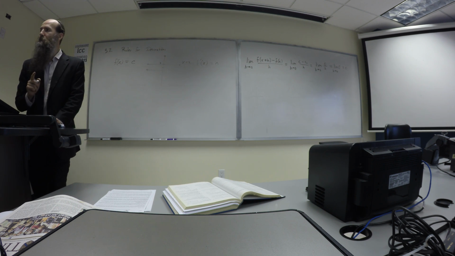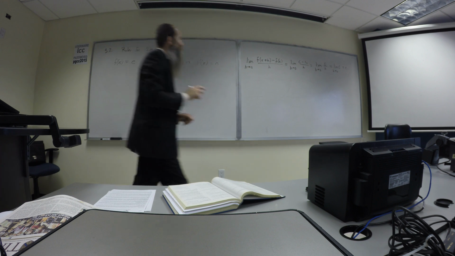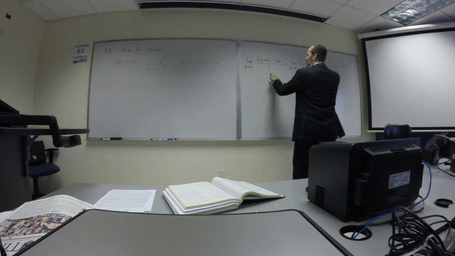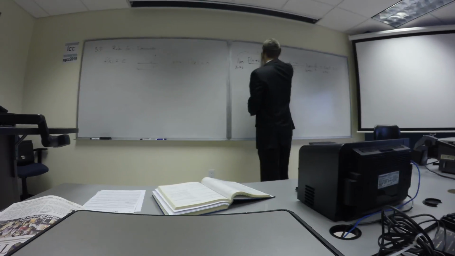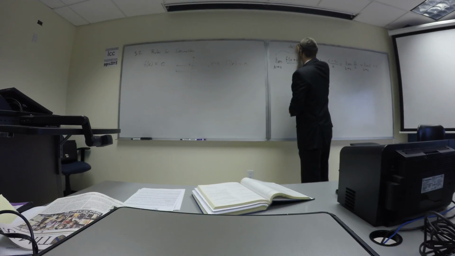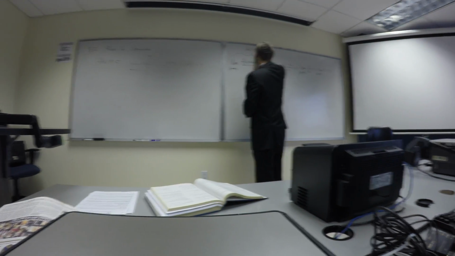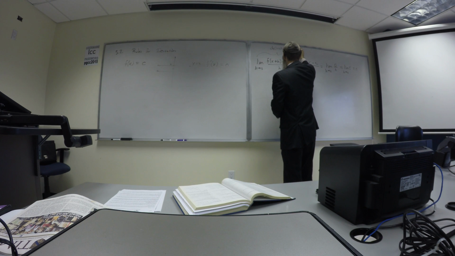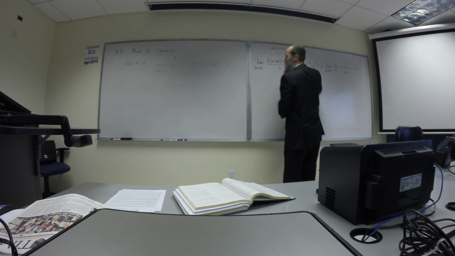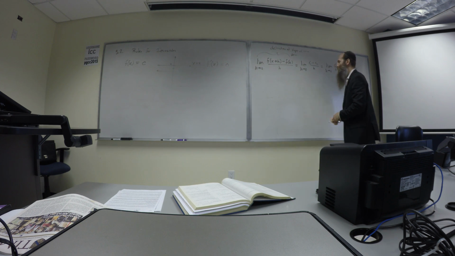Okay, so explain the first two steps again. These two? Yeah. What is this? This is the definition of the slope of a curve. That's our derivative, right? That's the formula for it.